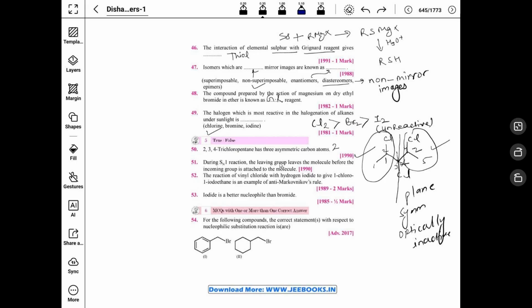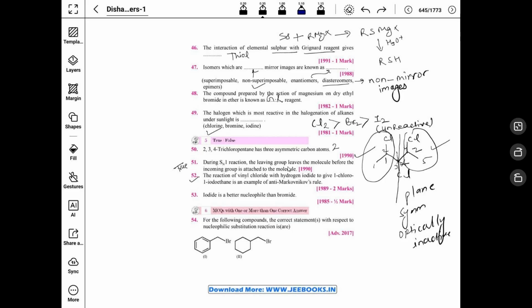During SN1 reaction, the leaving group leaves the molecule before the incoming group is attached to the molecule. Yes, it is true, because in SN1 reaction, first alkyl halides undergo decomposition to give ion pairs, and in ion pairs, one is carbocation, without the attack of nucleophile. So therefore, this statement is true.